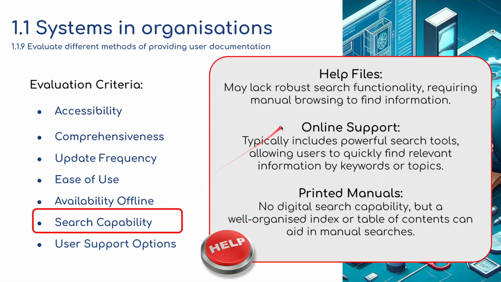Search capabilities. Again, we've just said this before, help files may lack robust search functionality, requiring manual browsing to find information. Online support is usually the best. It typically includes powerful search tools, allowing users to quickly find relevant information by keywords or topics. Printed manuals, no digital search capability, but a well-organized index or table of contents can aid in manual searches.